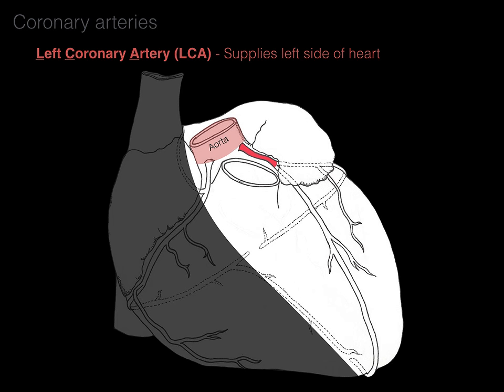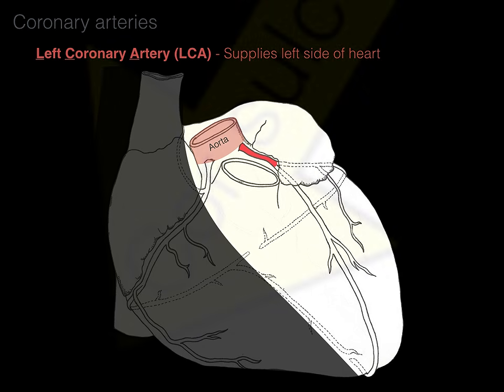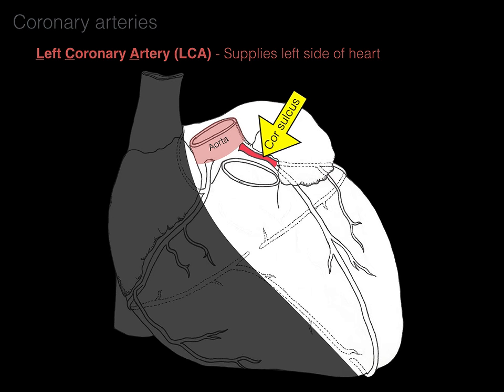Now, the left side of the heart, we're going to talk about the left coronary artery, or LCA. It supplies the left side of the heart. It's actually quite small, and it courses in the coronary sulcus, but only briefly, like it's really short. And it technically itself doesn't supply anything, but it does supply the heart via its branches.